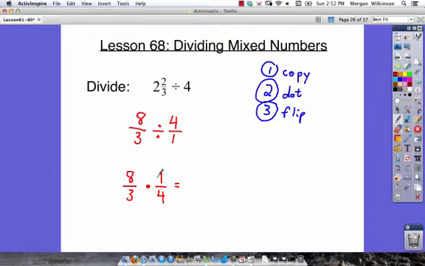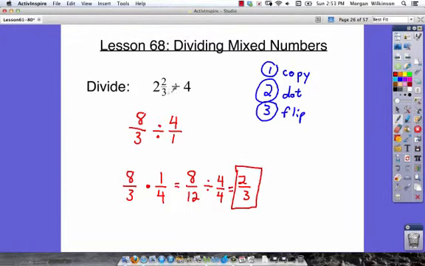8 times 1 is 8. 3 times 4 is 12. Both of these are divisible by 4, so we're going to divide by 4 over 4, our fraction equal to 1, so that we can reduce. 8 divided by 4 is 2. 12 divided by 4 is 3. And we've got our final answer.